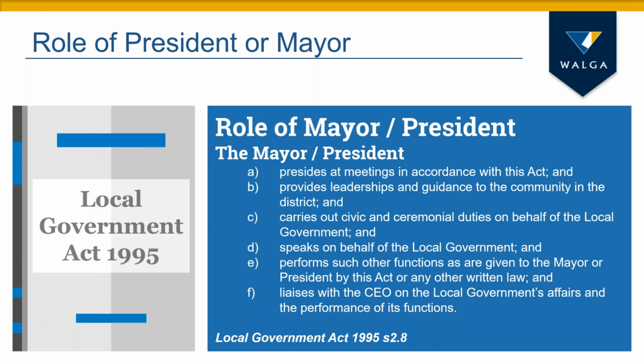Also note the final item on the slide. The Mayor-President liaises with the CEO. This encourages the person leading the council to communicate regularly with the CEO, who leads the administration.